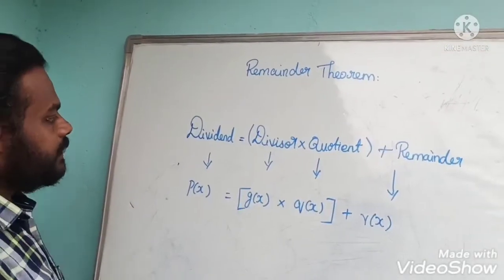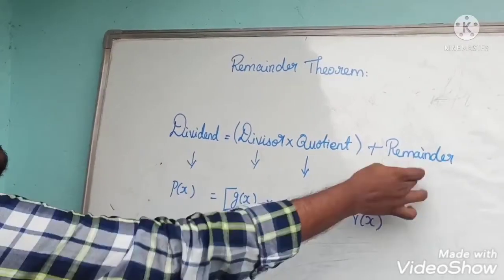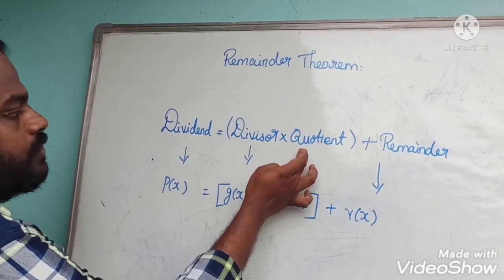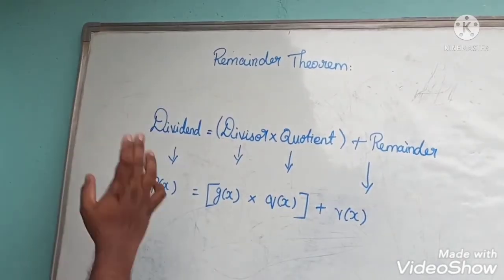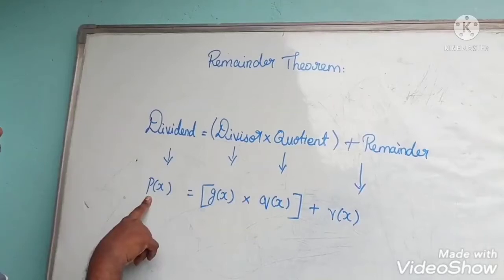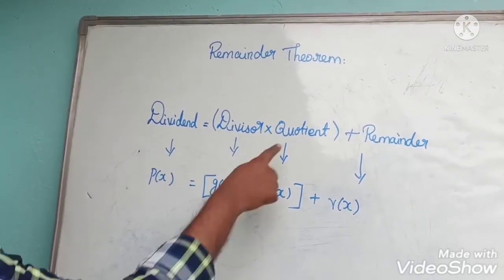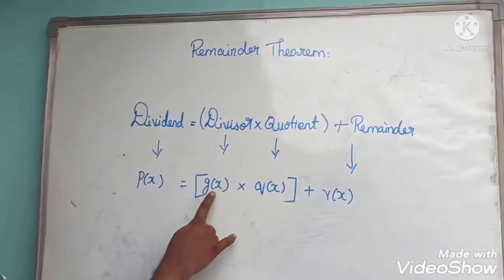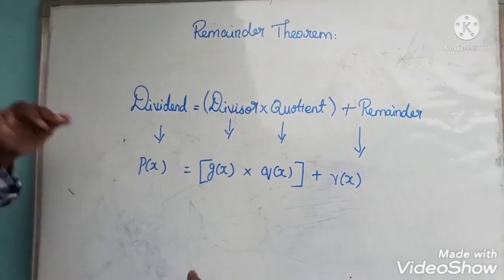The remainder theorem is nothing but dividend equals divisor into quotient plus remainder. So we multiply the divisor with the quotient and add the remainder, and we get the value of the dividend. That's why we take the dividend as p of x, the divisor as g of x, the quotient as q of x, and the remainder as r of x. So p of x equals g of x into q of x plus r of x. This is the division algorithm and remainder theorem.